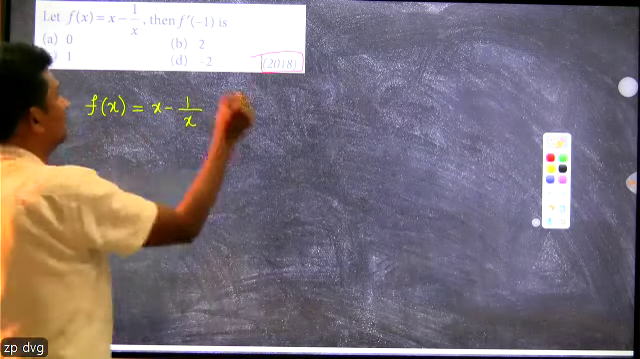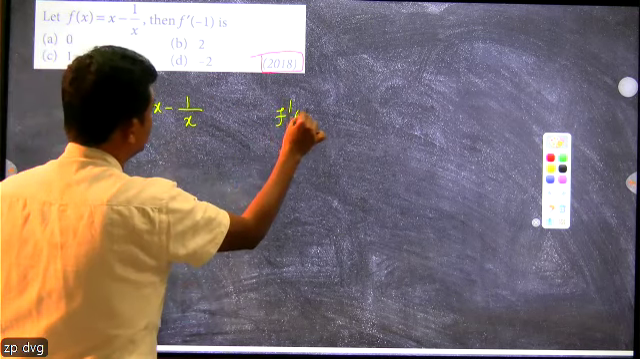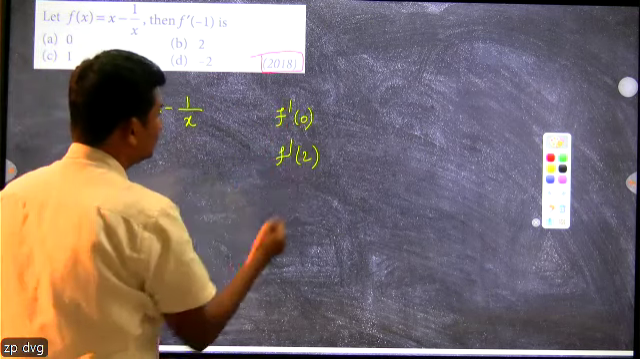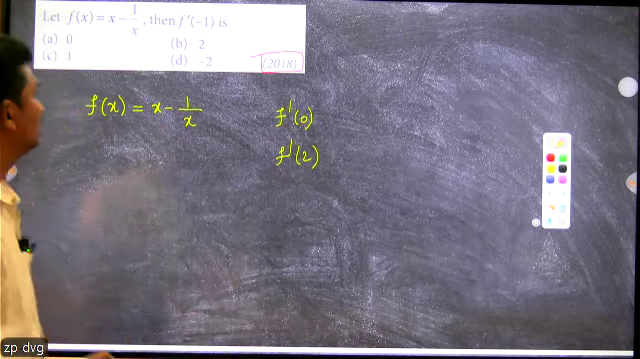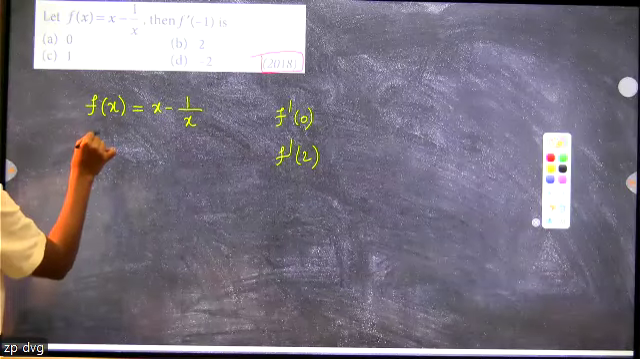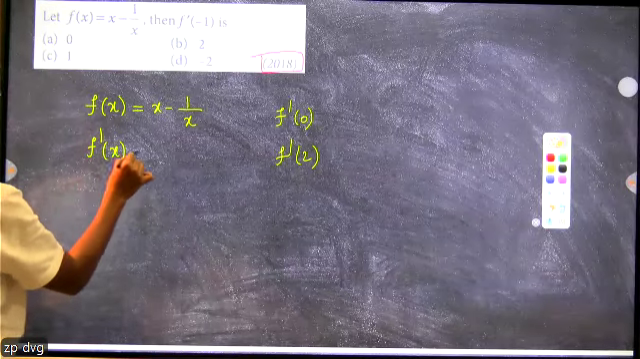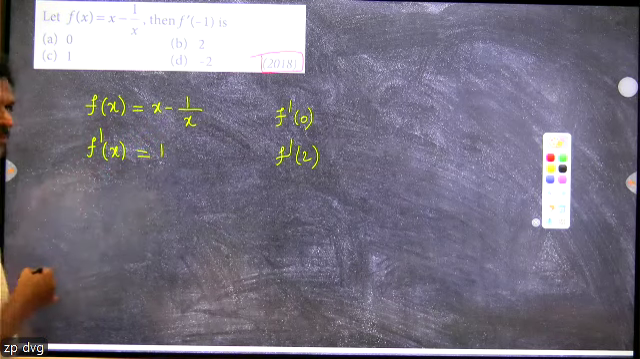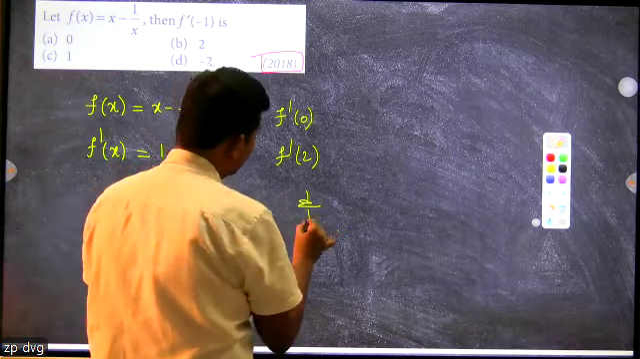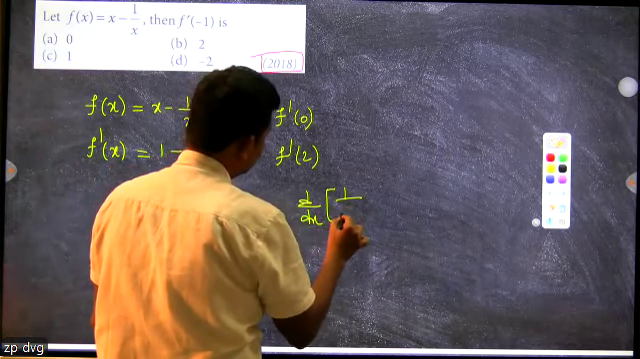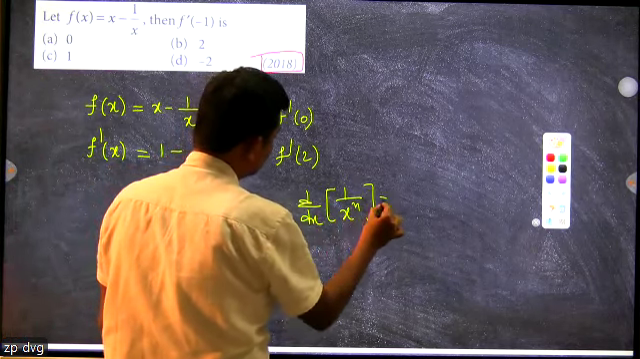See, whenever they ask to calculate f dash of 0, f dash of 2, something like that, first you calculate f dash of x. Here I'll calculate f dash of x, right? Derivative of x is 1. Derivative of 1 by x. You learned this as a formula, and this formula is also there. Derivative of 1 divided by x power n is what?